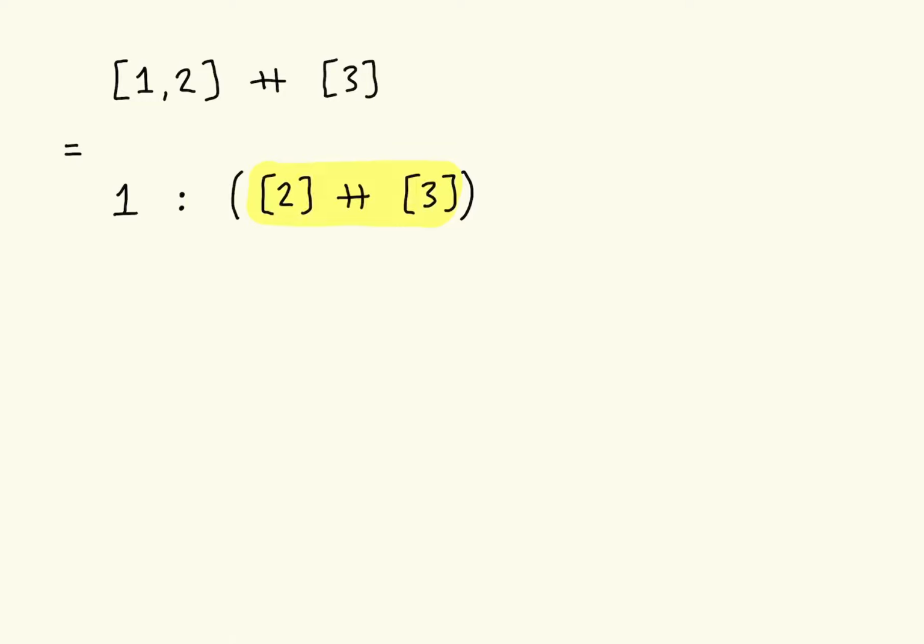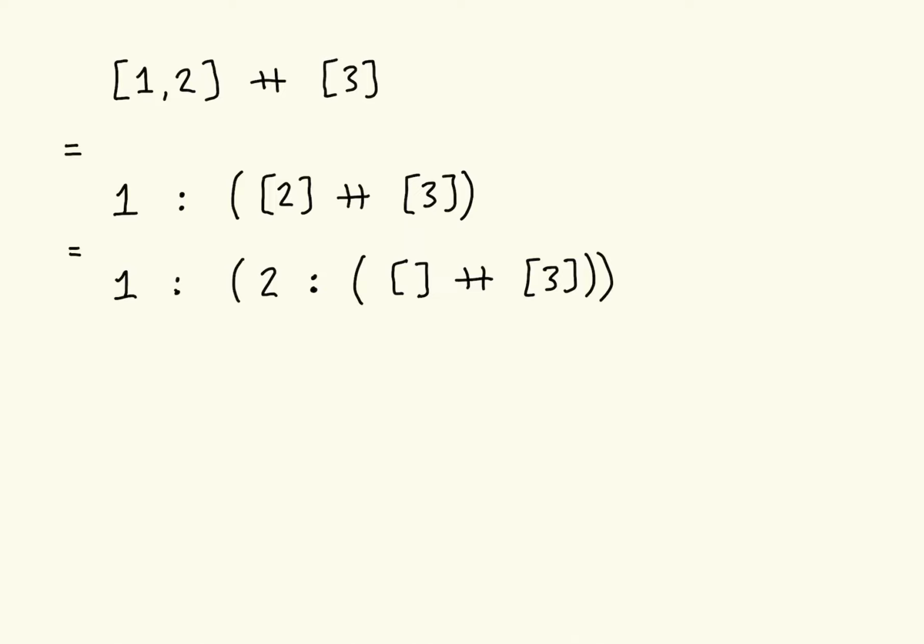Then we can look to the part inside the brackets here, and again we still have a non-empty list appended to something, so we apply the recursive case one more time. So we'll get 1 colon, and then we'll get a 2 colon, and then in brackets we now have the empty list left as the first argument, and then we simply copy down the plus 3 again.